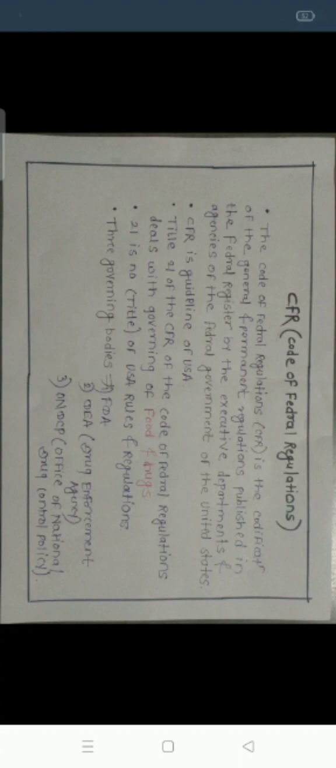So the CFR also includes the guidelines of the USA. Title 21 of the CFR deals with food and drugs. In the CFR there are three governing bodies: the FDA, that is the Food and Drug Administration; the DEA, that is the Drug Enforcement Administration; and the ONDCP, that is the Office of National Drug Control Policy. So these are the three governing bodies.